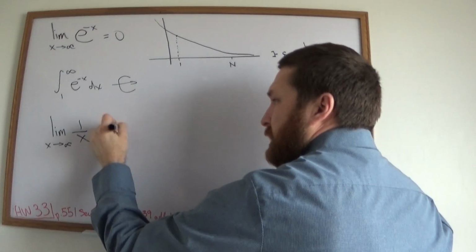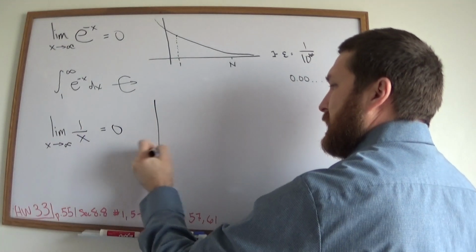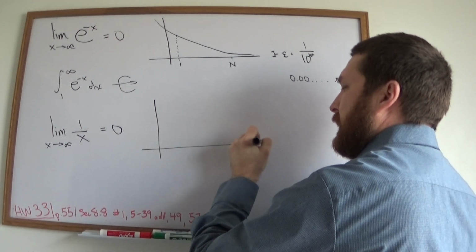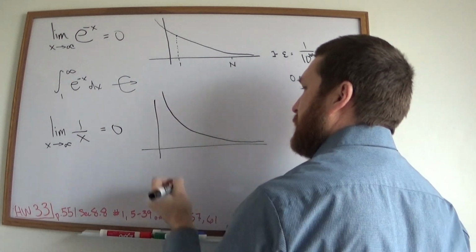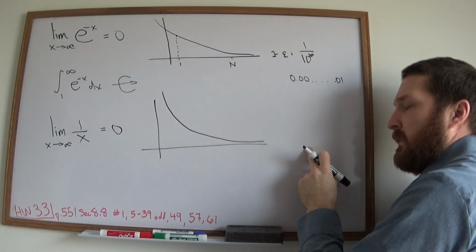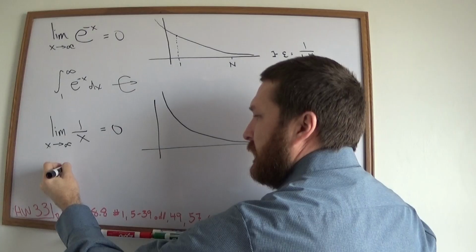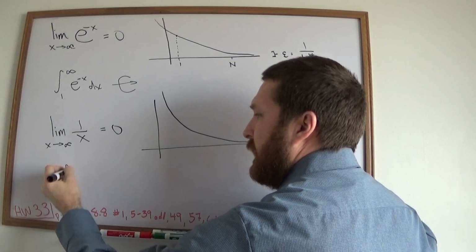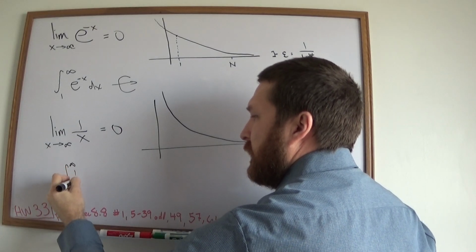Also 0. Okay, so let's draw it. Let's get the same kind of picture going on here. Also here, it goes to 0. Right? Now, I'm wondering, here we go, the integral from 1 up to infinity of 1 over x dx.